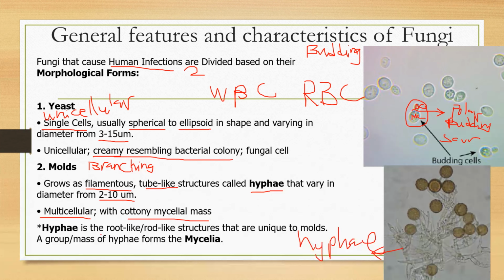Now, a hyphae, as mentioned, is the root-like, rod-like structure that is unique to mold. So, meaning, hyphae can only be found in molds. There is no hyphae for yeast. Now, take note that a group or a mass of hyphae would form a so-called mycelia. So this group of hyphae is now known as your mycelium or mycelia. Take note of that.